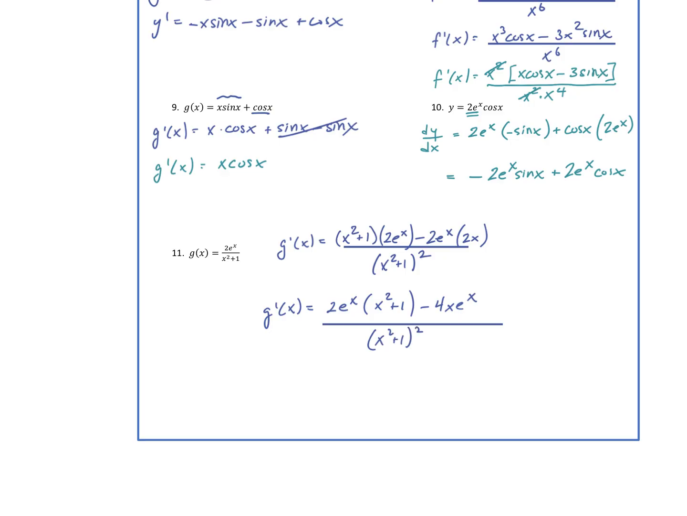Again, not much you can do here with simplification. You could take out an e to the x. You could take out a 2e to the x from both of these. But again, it's not going to cancel with anything here, so I don't really see that it's necessary.